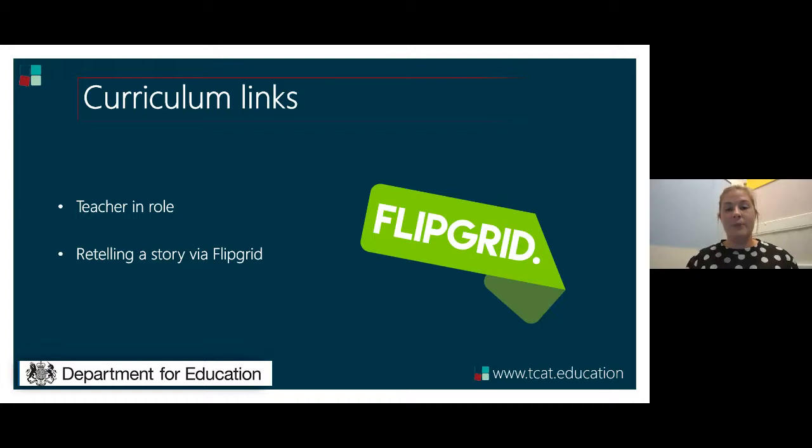I've recently done something called a teacher in role with my students. So I dressed up as a character and they had to ask questions to work out who I was. They weren't allowed to guess who I was straight away. My outfit actually does give it away this time, but sometimes I do it a lot more complicated than that. But they have to ask questions to figure out who I was. And I've got a little video for you of me delivering this to my children.